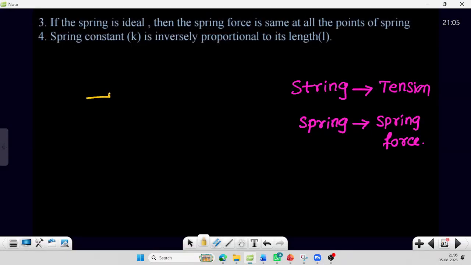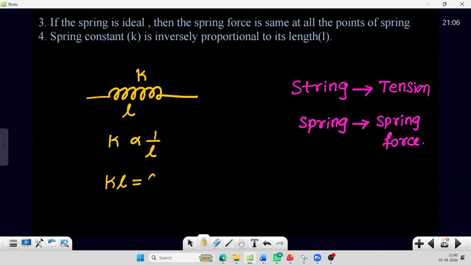And for any spring, the spring constant is K and the length is L. The spring constant K is inversely proportional to the length of the spring. K is proportional to 1 by L. So we can write K into L is constant, remember. The product remains constant. These are inversely proportional.